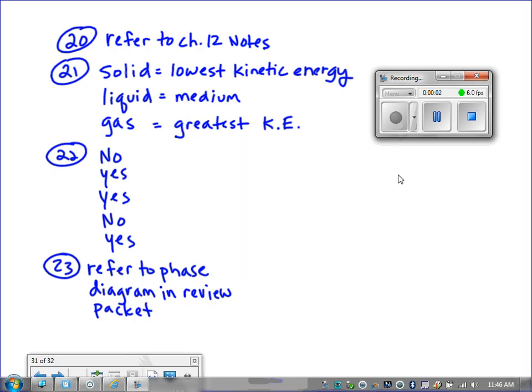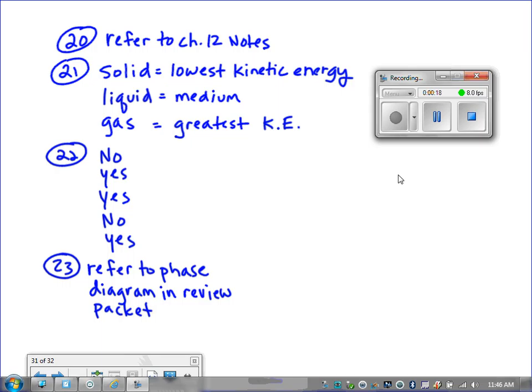Okay, continuing on another part of the final exam review. For number 20, you're going to refer to the chapter 12 notes and look up phase changes and what is sublimation, what is condensation, all that kind of stuff.